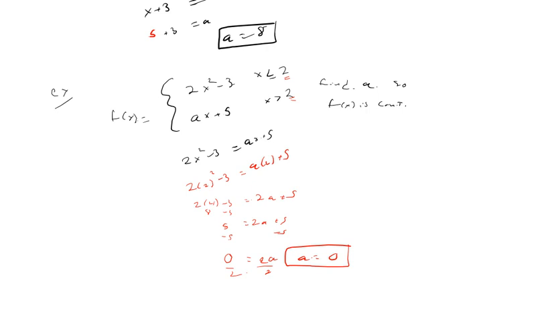But when you're faced with these questions, and you're asked to find a value to make the function continuous, what that means is you want to make them match. So you match them up, and you plug in the x value, and solve for the missing part.